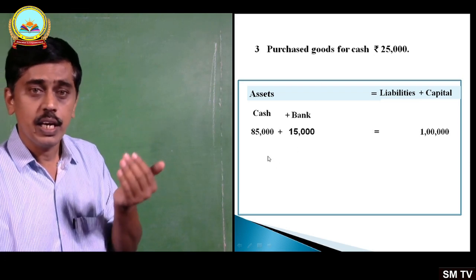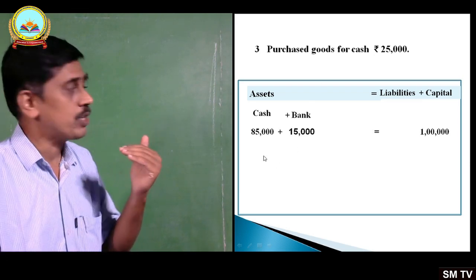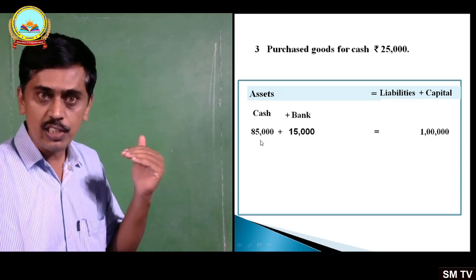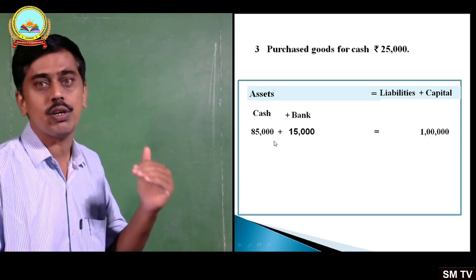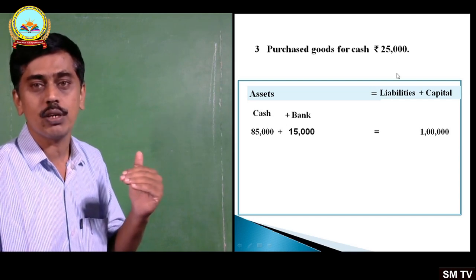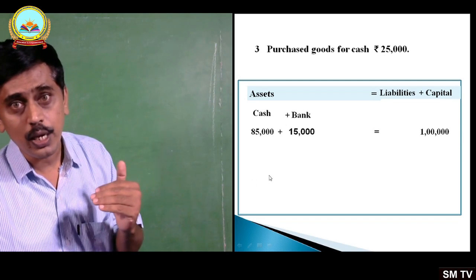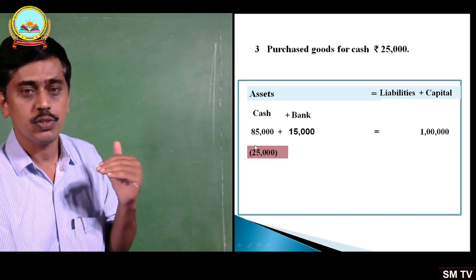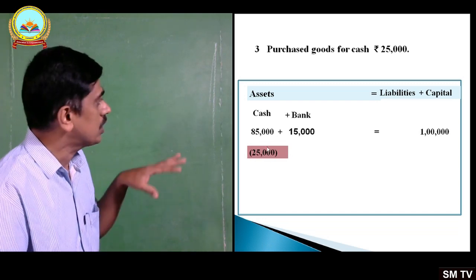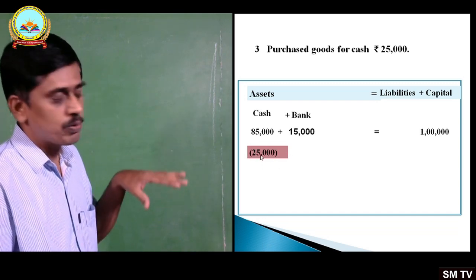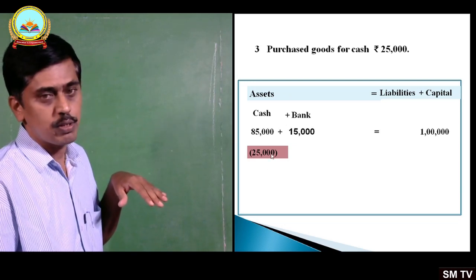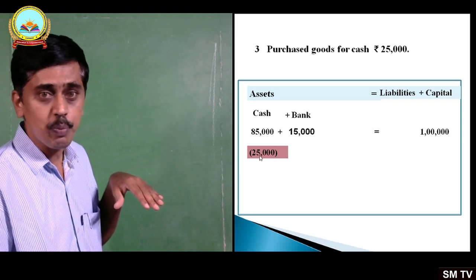So here cash balance reduces by 25,000 rupees, because from the cash counter he has 85,000 and from that he takes 25,000 rupees. What for? To pay for purchase of goods. So first write 25,000 in brackets. It means that 25,000 rupees should be reduced because he pays cash.